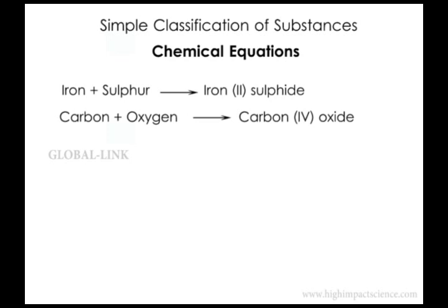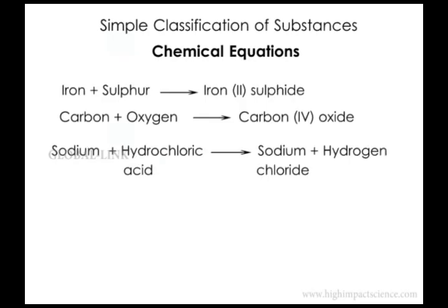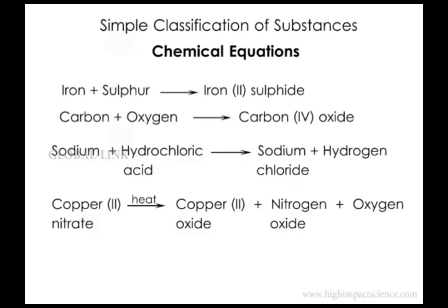For example, sodium, which is an element, can combine with hydrochloric acid, which is a compound, to form sodium chloride and hydrogen. Copper II nitrate, a compound, when heated, decomposes to copper II oxide and nitrogen IV oxide plus oxygen. These are called word equations. The condition for the reaction is written on top of the arrow.